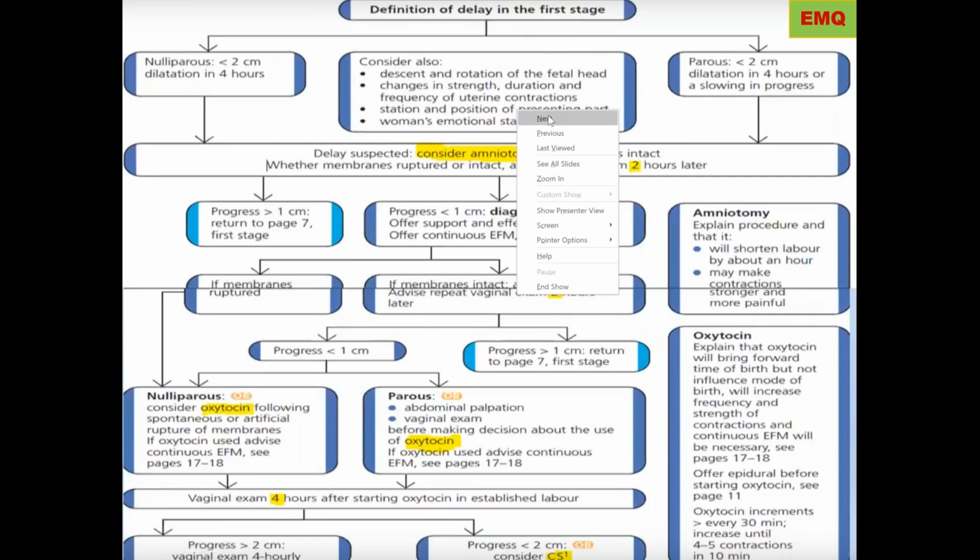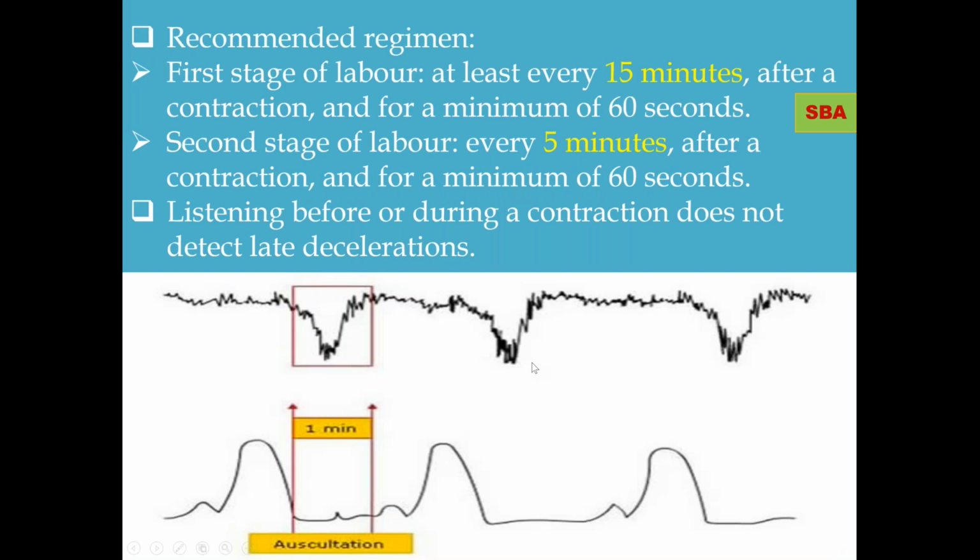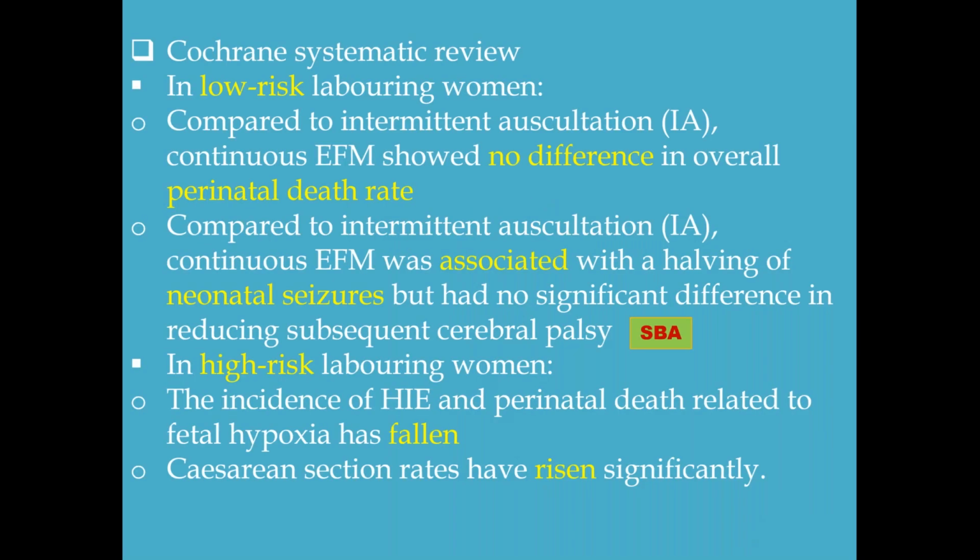Okay. Discuss the monitoring during labor. I will focus mainly on the CTG. Before, we talked about intermittent auscultation in the first and second stage: in the first stage of labor, monitor the fetal heart rate every 15 minutes, and in the second stage every 5 minutes. This is the SBA. Now we'll talk about the CTG.